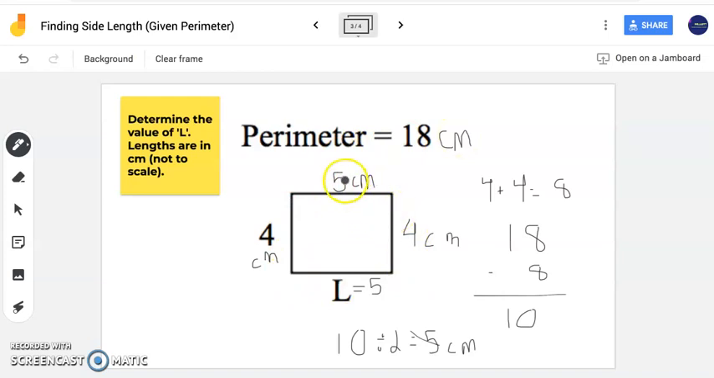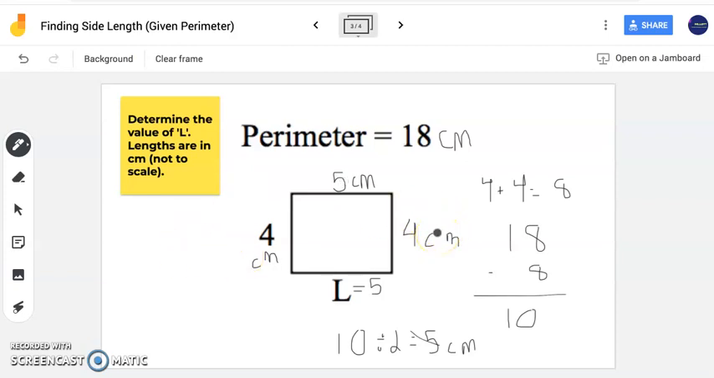So again, label what's given. You have the two lengths here. 5 plus 5 is 10, but notice we have a perimeter of 18. 18 minus 10 is 8, and then if you divide that by 2, we have 4 centimeters and 4 centimeters.